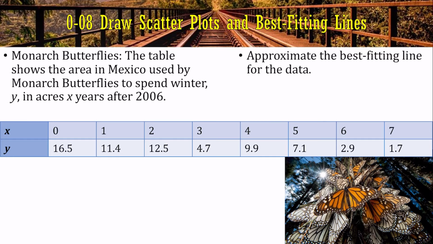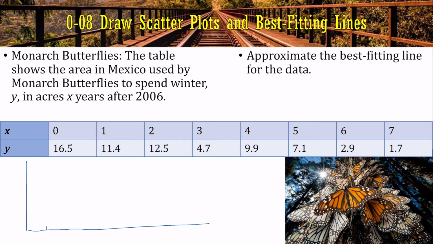For example, monarch butterflies. The table shows the area in Mexico used by monarch butterflies to spend the winter. Y in acres, X in years. After 2006, approximate the best fitting line for the data. All right, what we're going to have to do is draw a very careful graph.